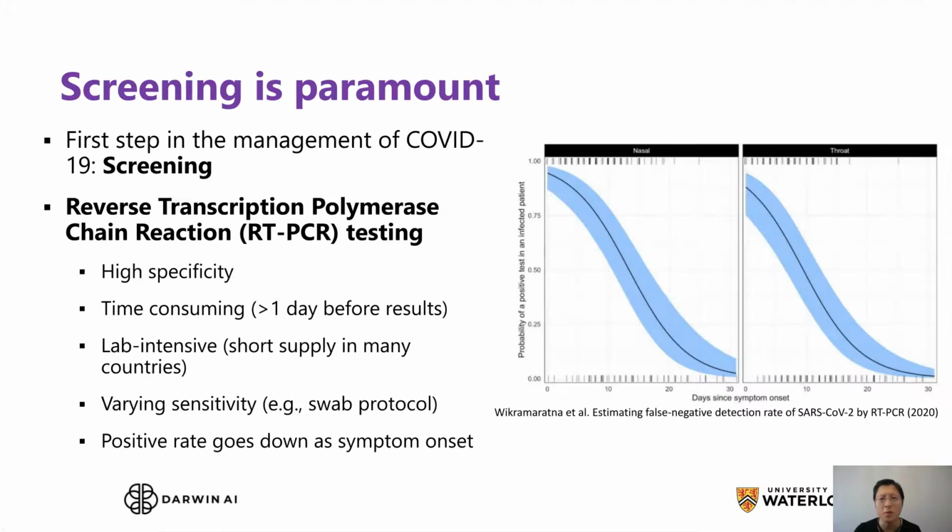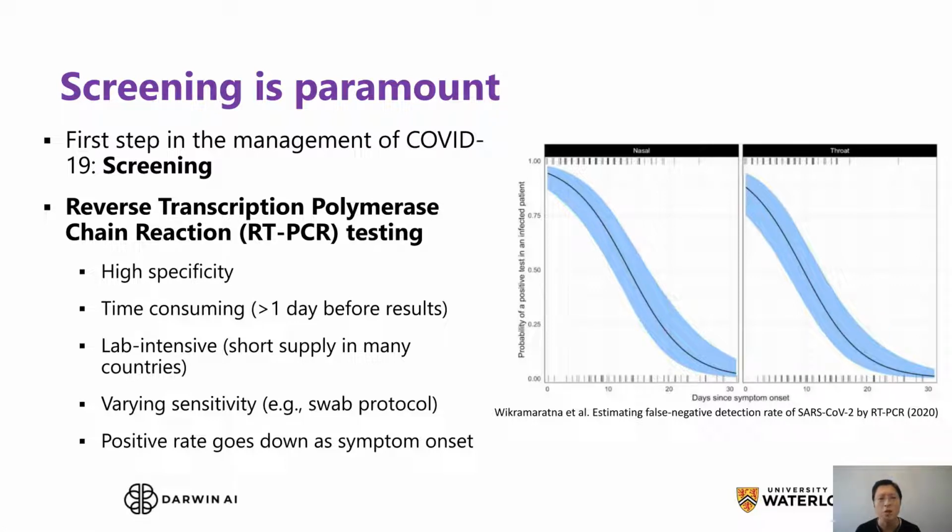One of the most important parts of managing the COVID-19 pandemic has been active screening, with RT-PCR testing being one of the most prominent approaches for testing whether a person has a COVID-19 infection. On the positive side, RT-PCR has quite high specificity. However, it's quite time consuming to perform a test, taking more than 1 day before results. And in the past, I've seen situations where it took as much as a week.